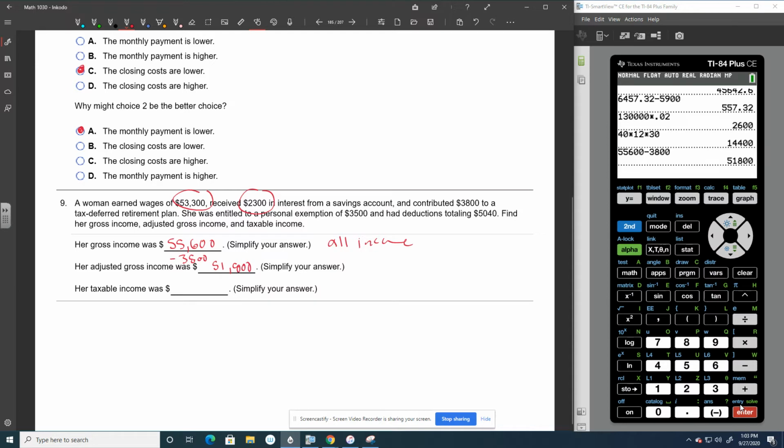Her taxable amount, you have to subtract exemptions and deductions. So you're going to take her gross income and subtract $3,500, and subtract the $5,040 from her deductions. So her taxable income is $43,260.